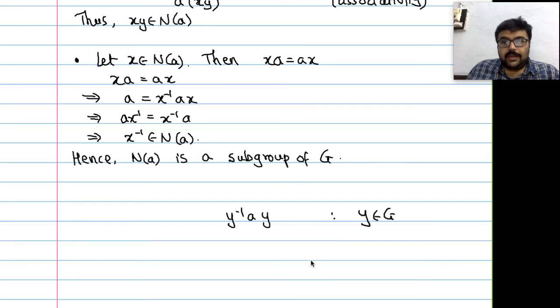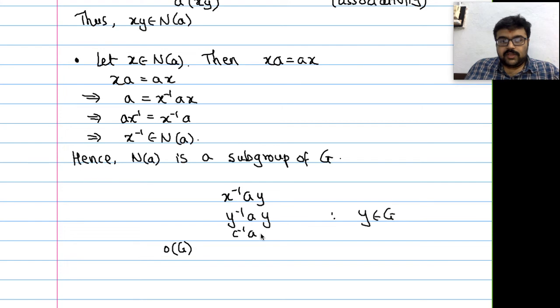So suppose no element of G commutes with A. Then how many conjugates do we get? We get possibly different ones; we don't know whether they are distinct or not. So at most, how many conjugates do we get? Order of G. Keep changing y. This is a conjugate.